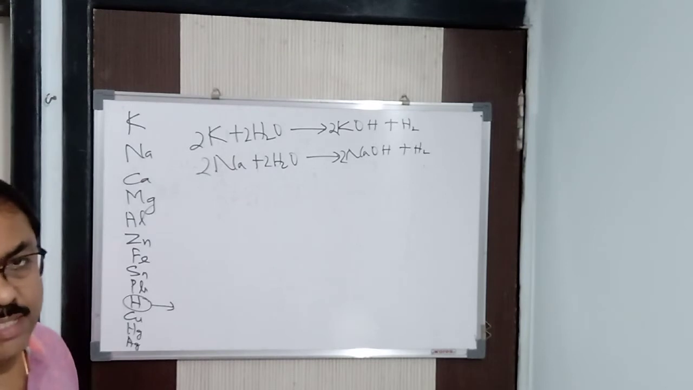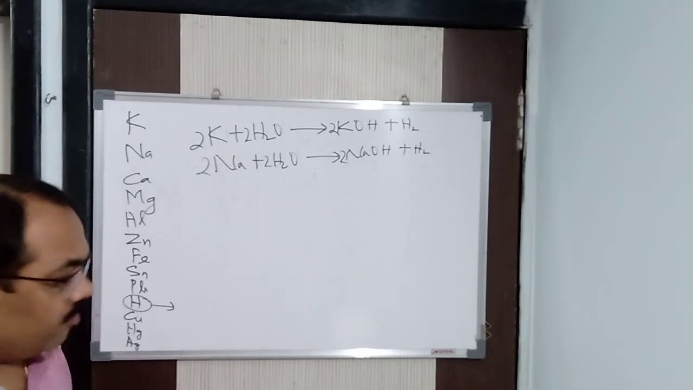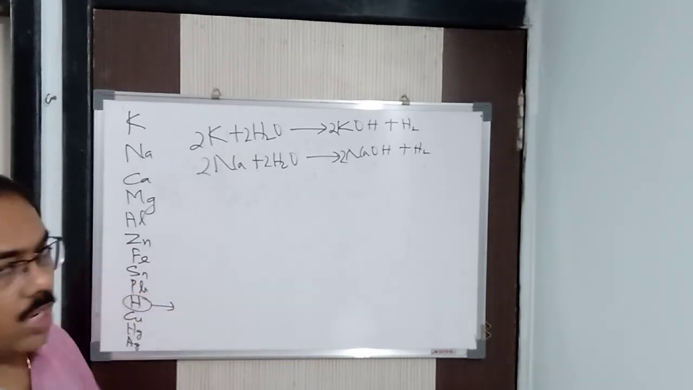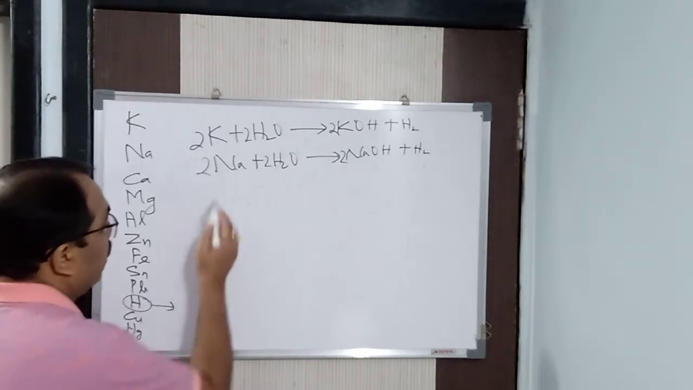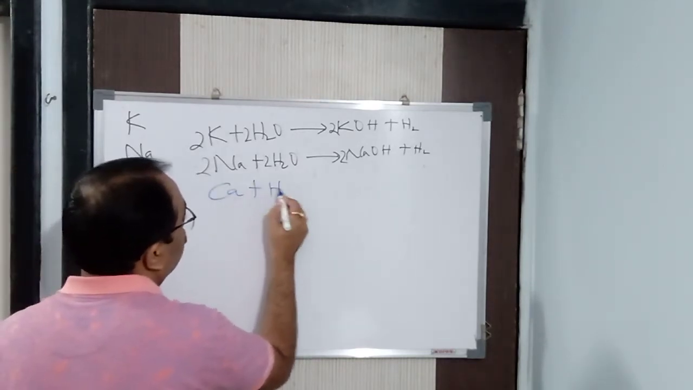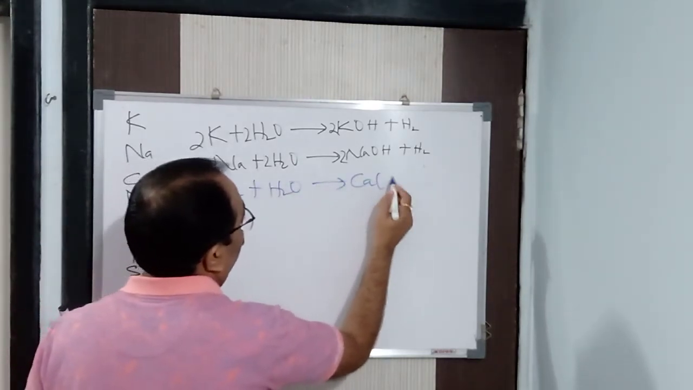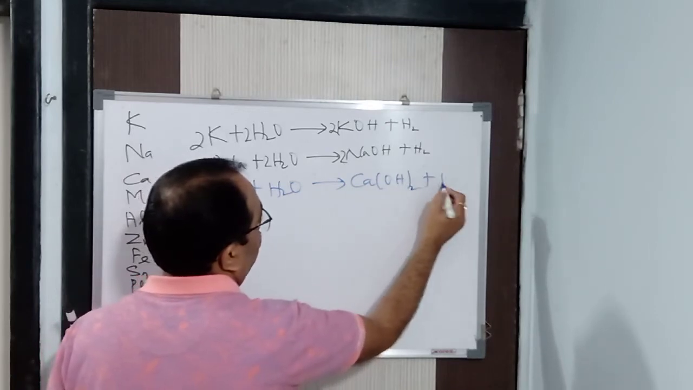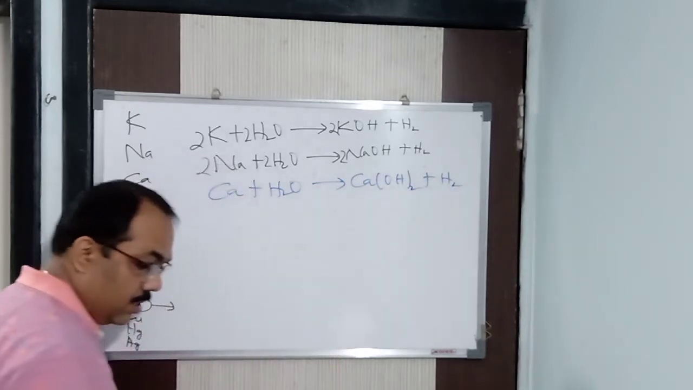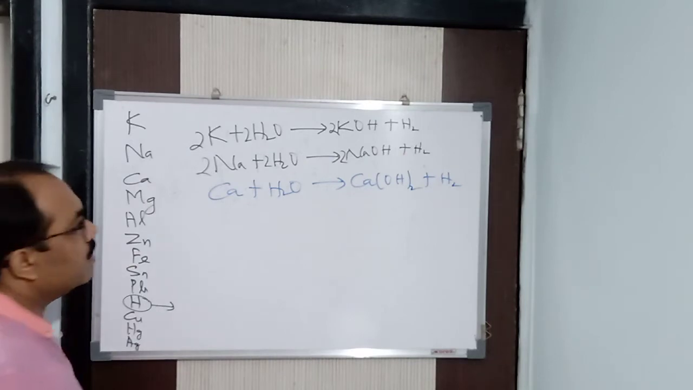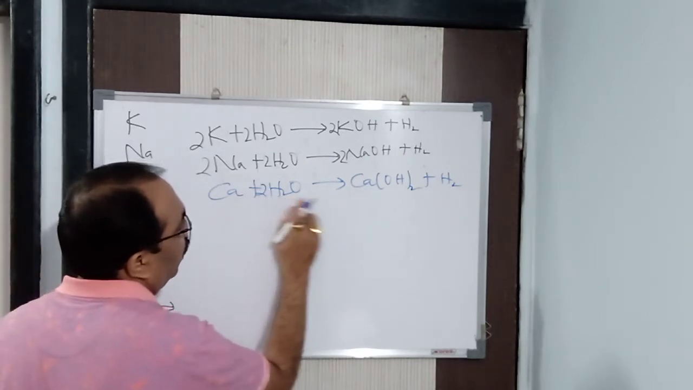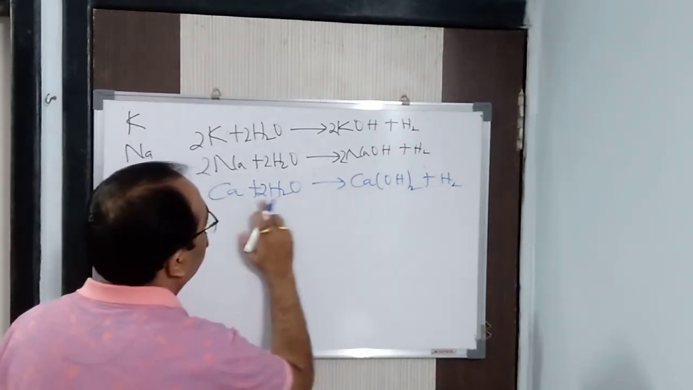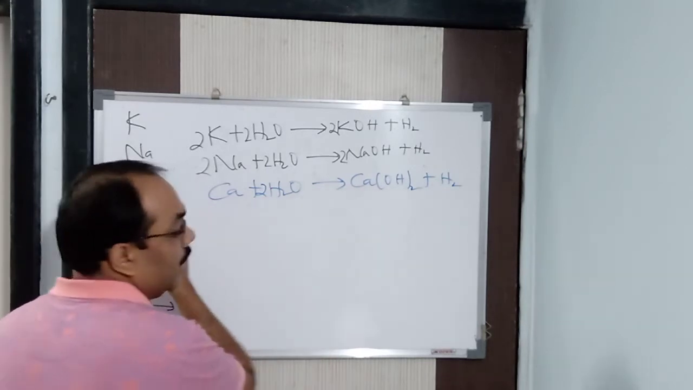Here also hydrogen gas is readily evolved. Calcium reacts with water to form calcium hydroxide. Ca plus H2O will give you Ca(OH)2 plus hydrogen gas. Clear? So Ca plus 2H2O: 4 hydrogen here, also 4 hydrogen there, 2 oxygen, 1 calcium. Done, balanced.